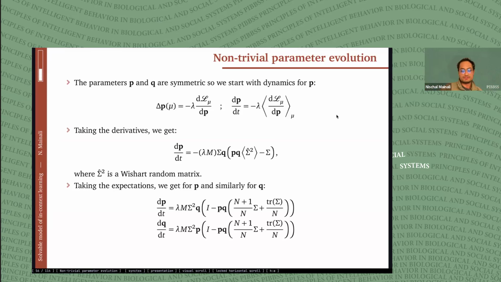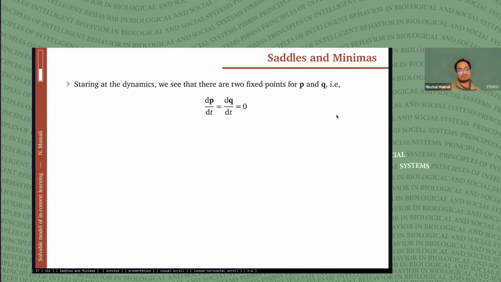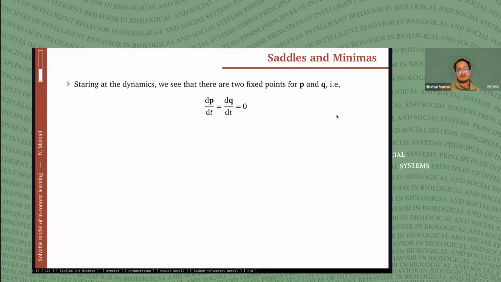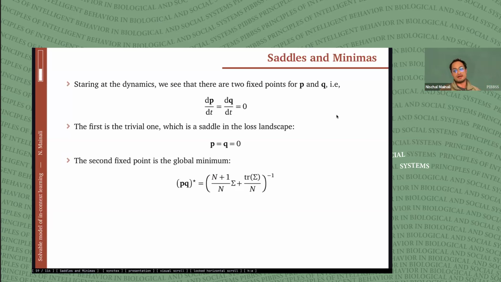But before solving it, we can already get the fixed points. Just by staring at this dynamics, the left-hand side will be 0 basically in two cases, either when P and Q are 0. These are the cases where, if you look at the loss landscape of the training, P and Q equal to 0 are saddle points. So it will not stay there. At some point, the dynamics will take it away from there. And the second fixed point is the global minima. I will not prove that it's the global minima, but it is.